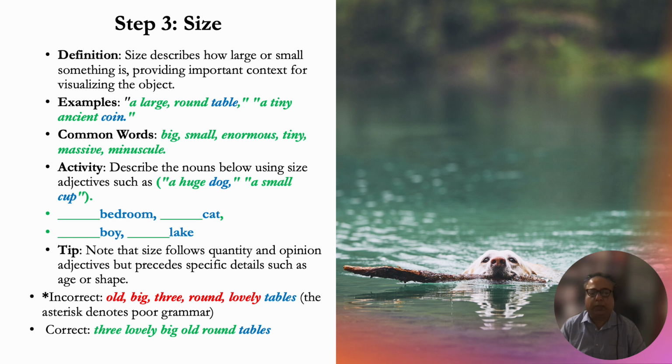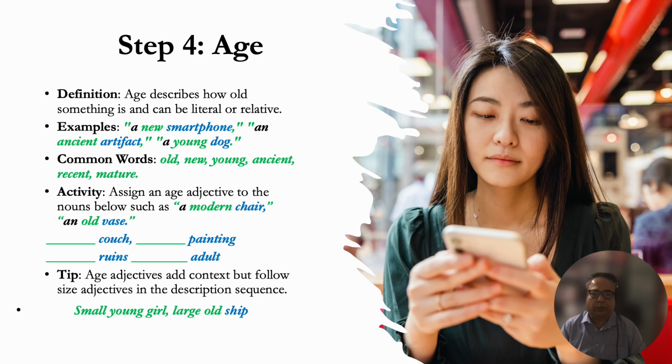Like old, big, 3 round, lovely tables is incorrect, right? Because size comes after age, which is wrong. The correct order is 3 lovely, big, old, round tables. So quantity comes before opinion, and opinion is followed by size, which is what we have learned so far. So the next one is age.